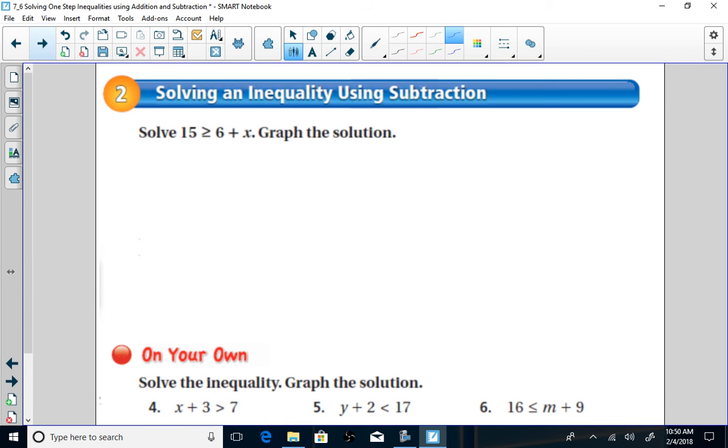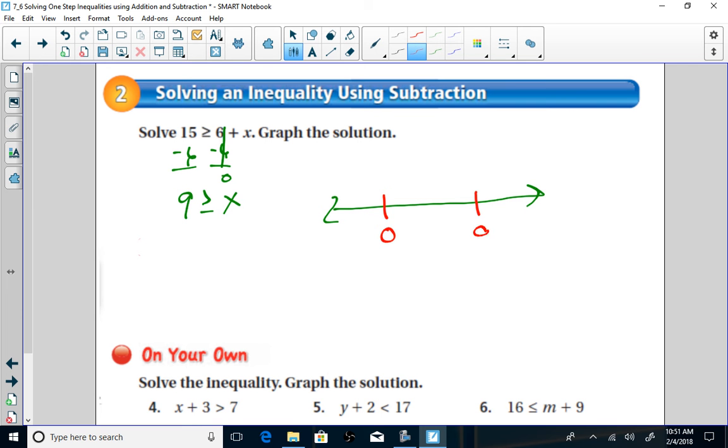Okay, let's look at our next example. I see addition. The opposite of addition is subtraction, so I want to subtract 6 from both sides of that equation. That's 0. 15 minus 6 is 9. Right? 9 is greater than or equal to x. What do you notice here? Reversed inequality, right? The variable does not come first. So when you graph that solution, you have to be careful with the graph. All right, I'm going to put 0 and then put 9 here. 9 is circled and filled in, right?